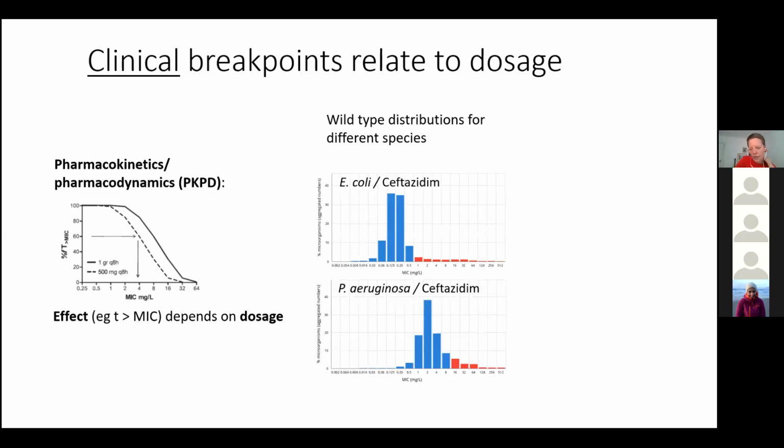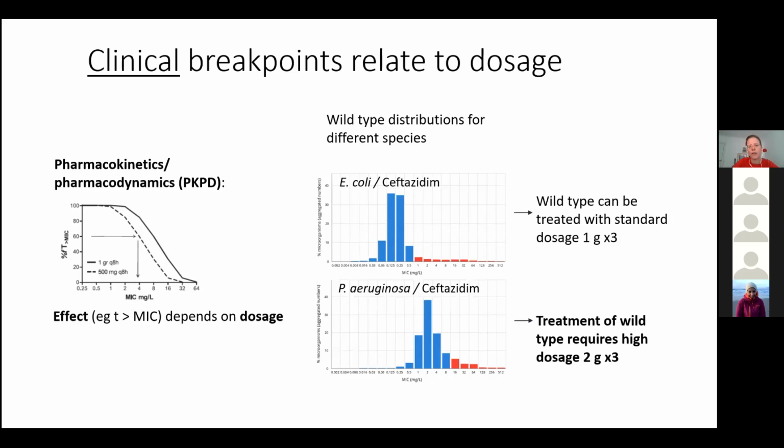On the other hand, you've got wild type distributions for different species, which will look different. Here as an example, again, ceftazidime on the top, E. coli, and the bottom, Pseudomonas aeruginosa. And you can see that the E. coli wild type population has lower MICs, is more susceptible to ceftazidime than the Pseudomonas aeruginosa wild type population, so the population without acquired resistance.